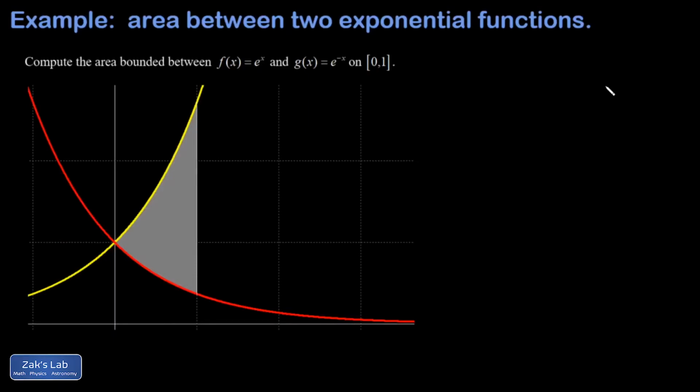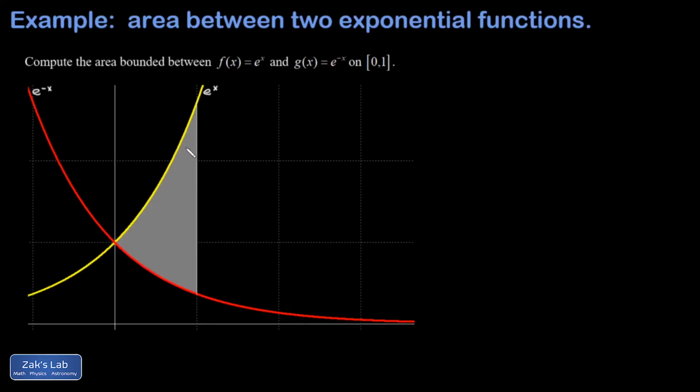In this problem, we're asked to compute the area bounded between e to the x and e to the negative x on the interval 0 to 1. So e to the x is the yellow function here that's on top in the region of interest, and e to the negative x is the red function, and that's the lower bound of the region of interest.